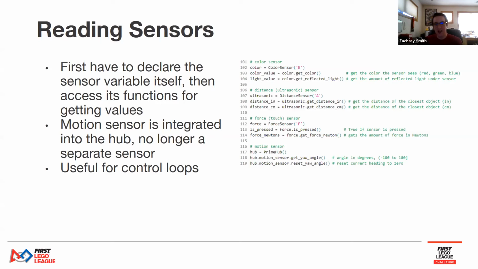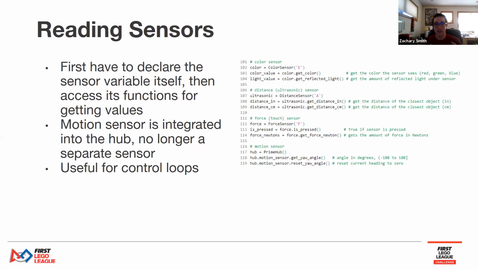For the force sensor, again, you just have to declare your variable, set it equal to the force sensor and then the port, and then you can get whether or not it is pressed, which is going to return a Boolean value. And then you can also get the amount of force that is being pressed with as well with that second function that you can see there.